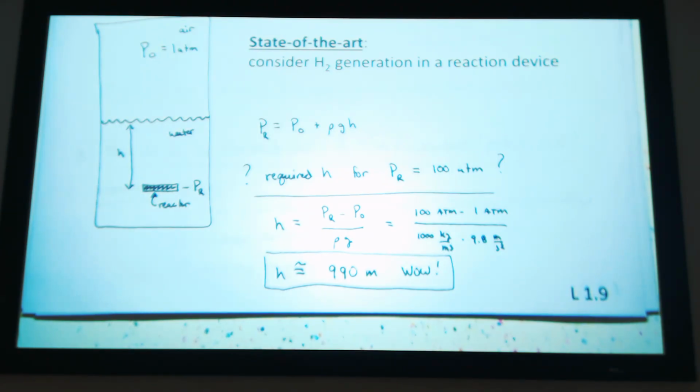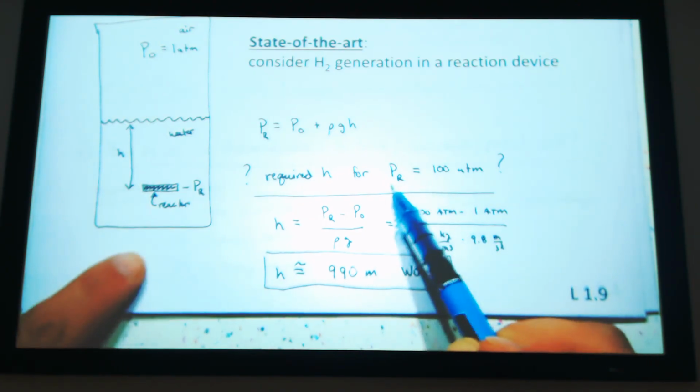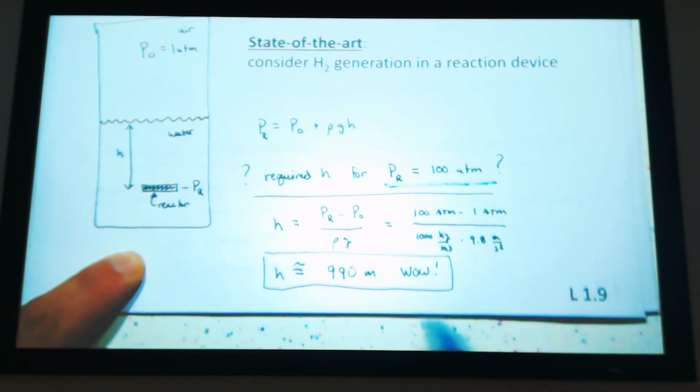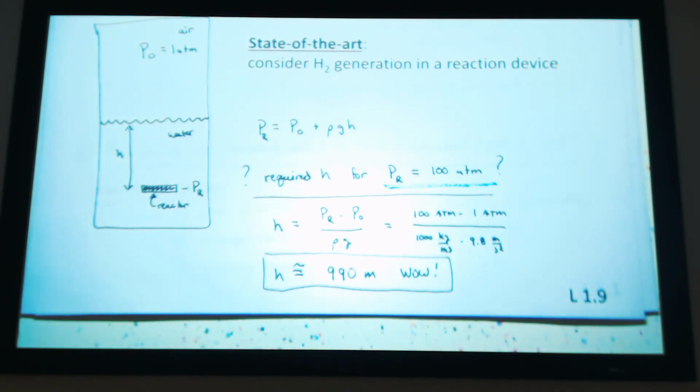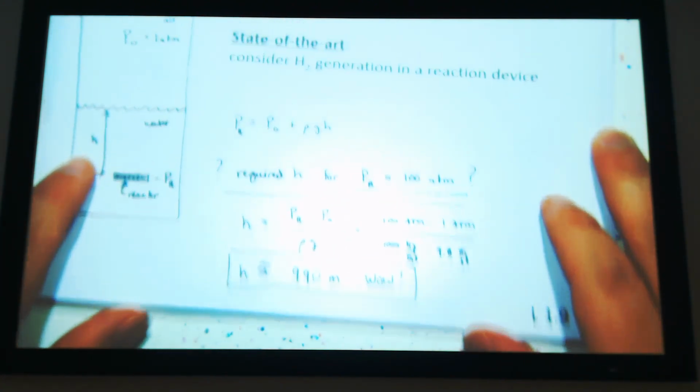So how far down do we need to put our reactor in the ocean to have a hydrogen production system? If this is where we get maximum efficiency, then we have to bring it down to close to 1,000 meters. But I'm just talking about pressure and height and things like that. I think we have 5 minutes, so why don't students ask a few more questions?